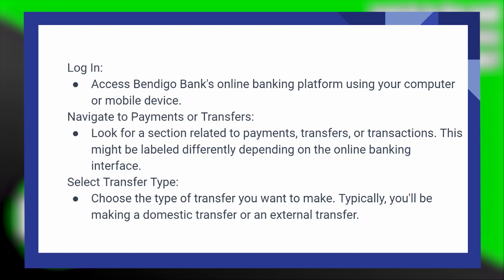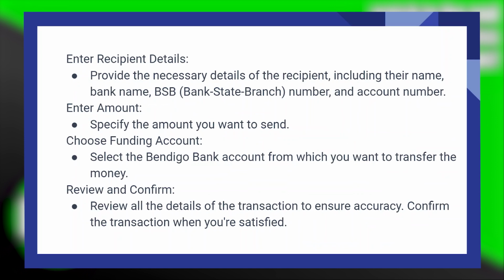Then, look for a section related to payments, transfers, or transactions. This might be labeled differently depending on the online banking interface. Now, choose the type of transfer you want to make. Typically, you'll be making a domestic transfer or an external transfer.